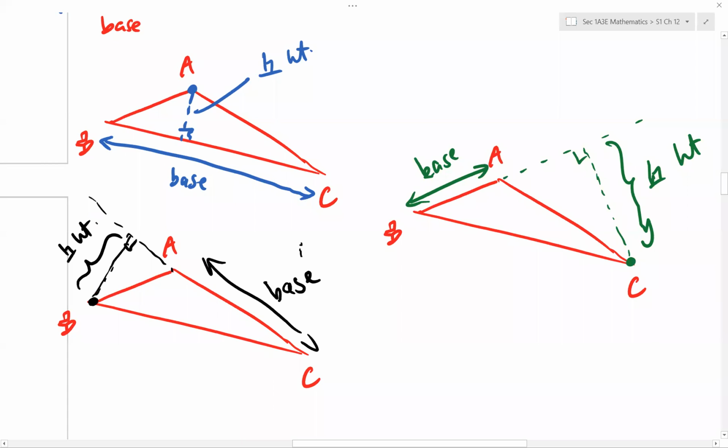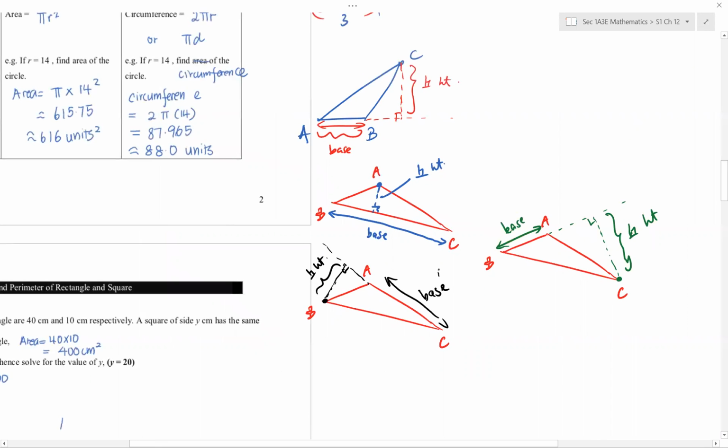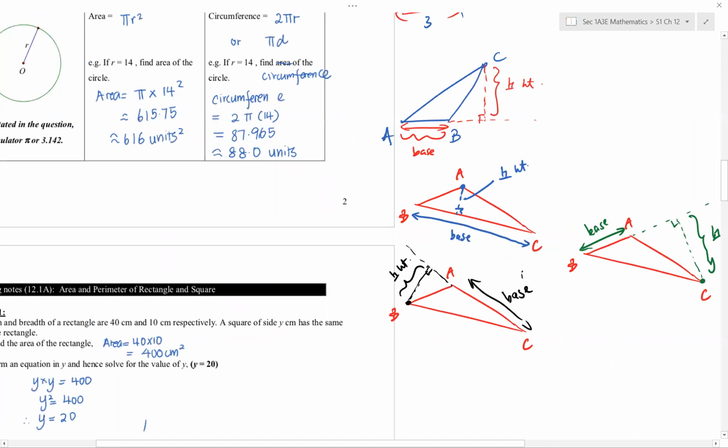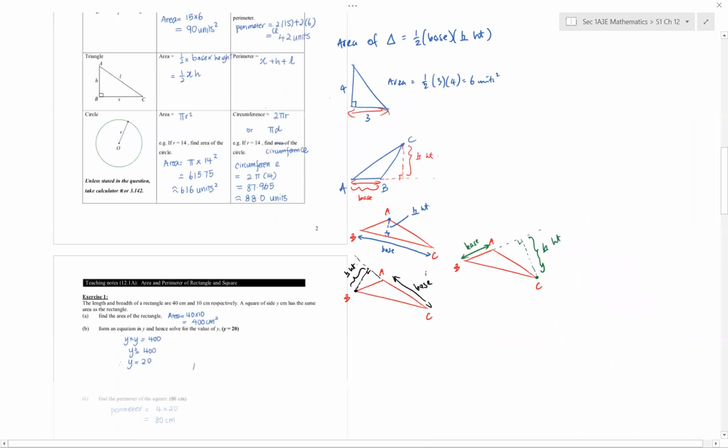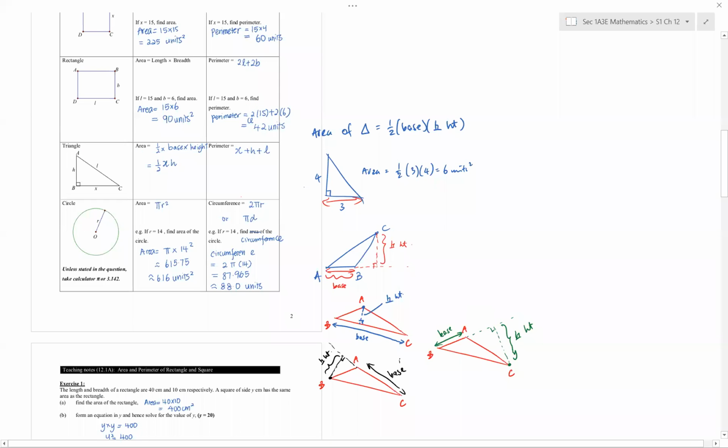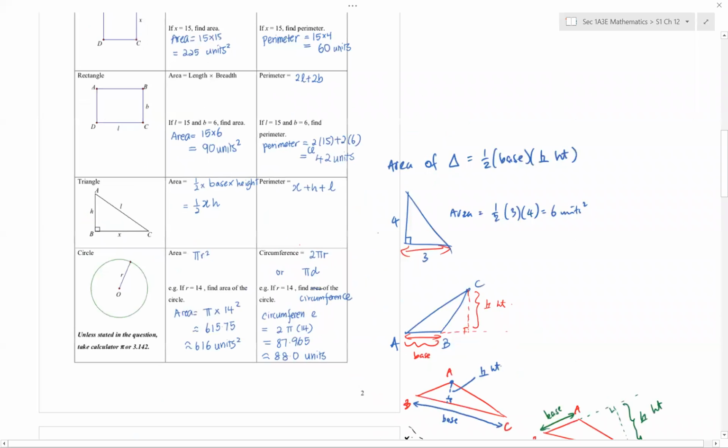So for a triangle, we always have 3 possible bases corresponding to 3 different perpendicular heights. But the formula is the same, half times base times corresponding perpendicular height. And it will give you the same answer, although your bases and your heights are different. So that's for our triangle. This idea of perpendicular height is very crucial. We need it for parallelogram, trapezium, rhombus later on.